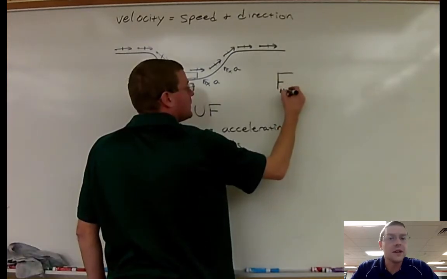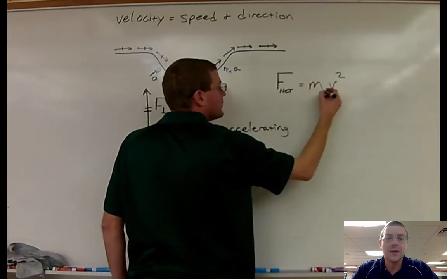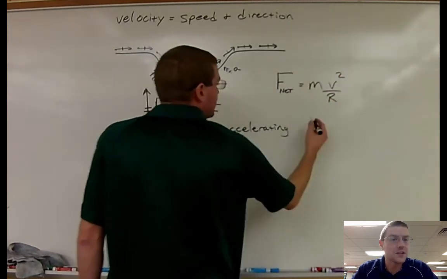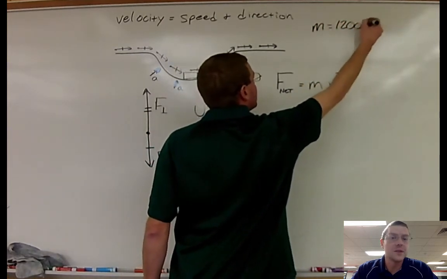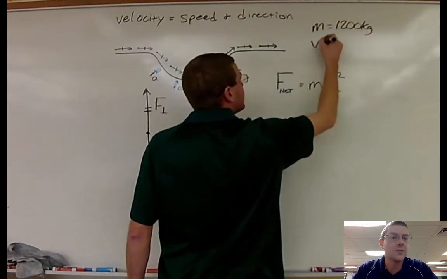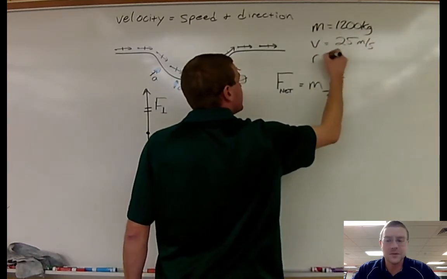Next thing, we can find and calculate the net force that's making this car go around the bend by doing your mass times your velocity squared over radius. Mass is given at 1,200 kilograms. The speed is given at 25 meters per second. And the radius is also 25 meters.